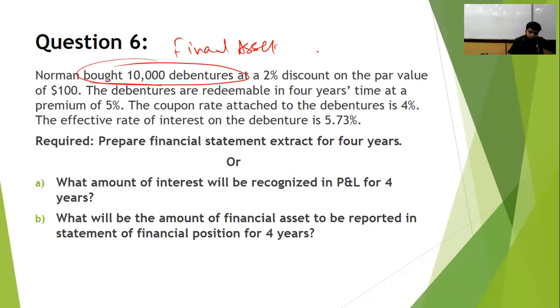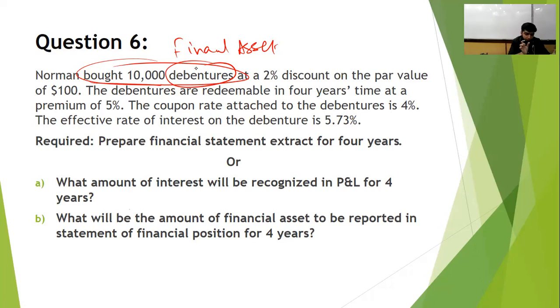No, we are not purchasing the ordinary shares of the company. What we are purchasing is debentures. It means we are making an investment in a debt instrument. It's a question of a financial asset, a debt instrument. And once we have established that, we need to recall that we have three different categories: amortized cost, fair value through OCI, and fair value through PNL.